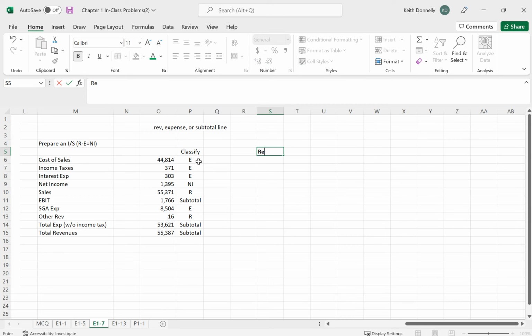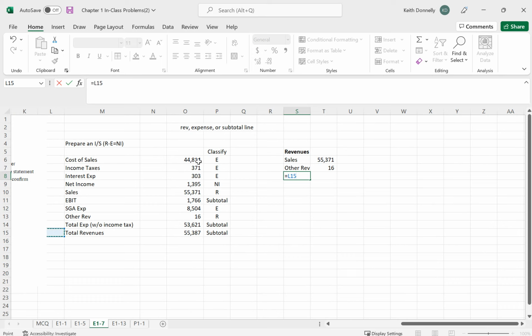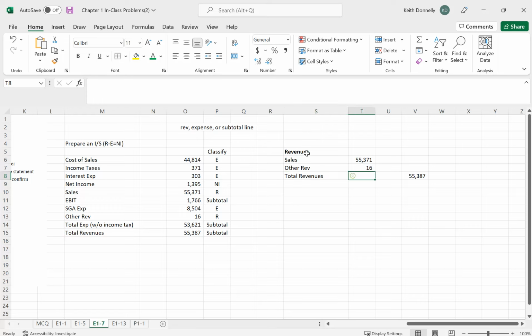Okay, let's build this out here. We're going to start with our revenues. So we have our sales of 55,371. Then we have our other revenues of 16. So that's going to then get us our total revenues of 55,387. In other words, we're going to do a little stop sign there. This plus that equals your total revenues. Next, let's look at our expenses. So, okay, we use that, we use that, we use that.